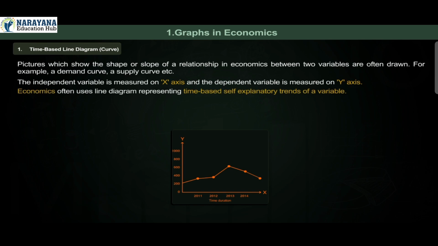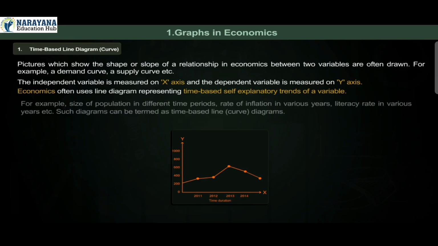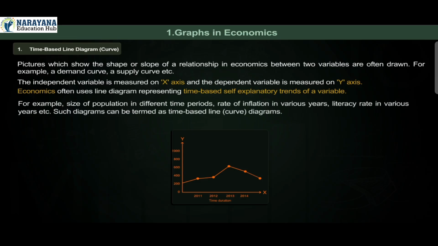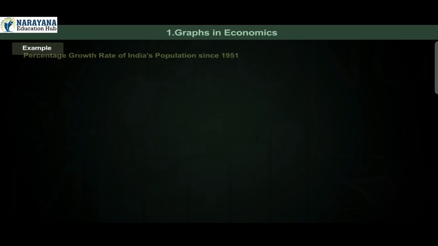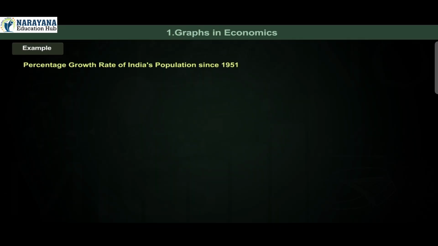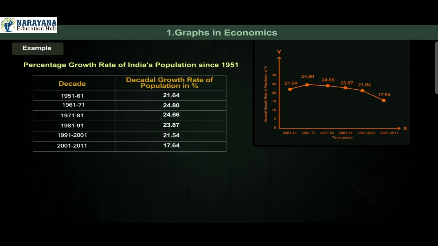Economics often uses line diagram representing time-based self-explanatory traits of a variable. For example, size of population in different time periods, rate of inflation in various years, literacy rate in various years, etc. Such diagrams can be termed as time-based line, that is curve diagrams. Example: percentage growth rate of India's population since 1951 will show in table.